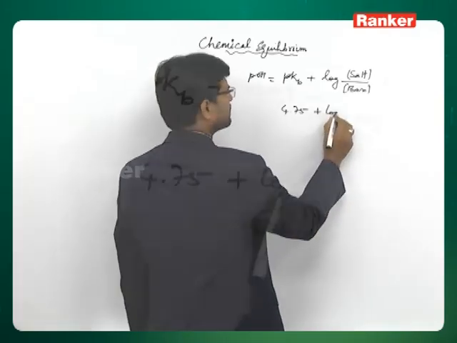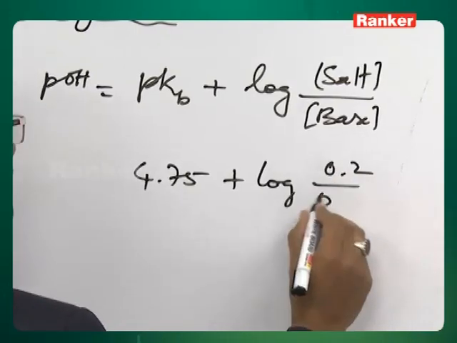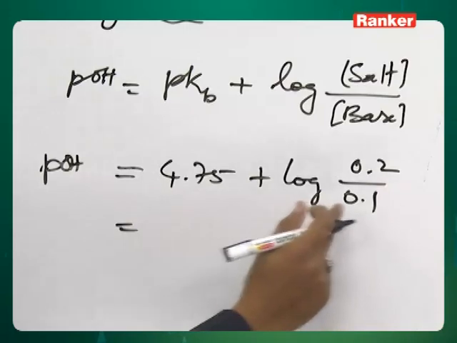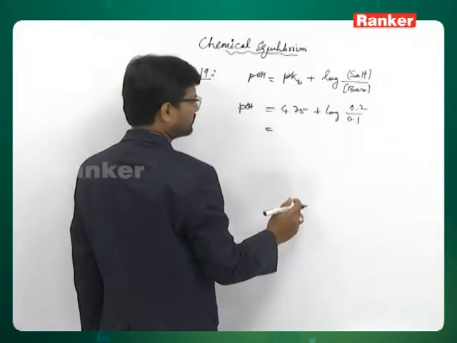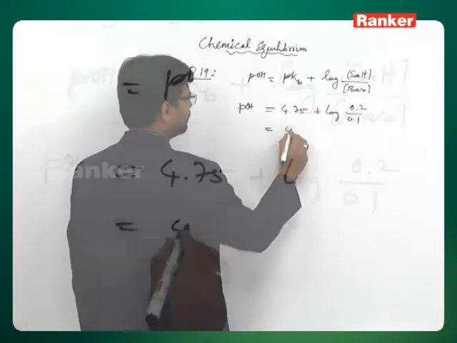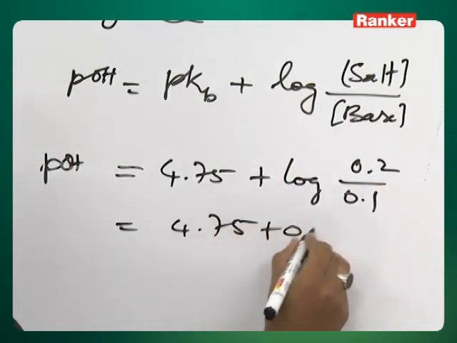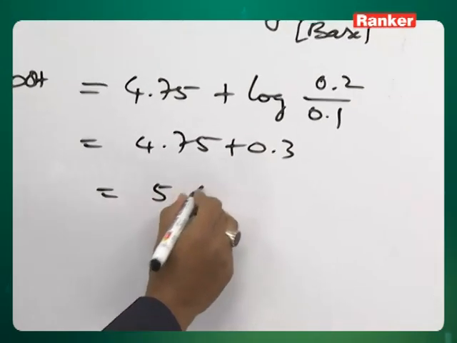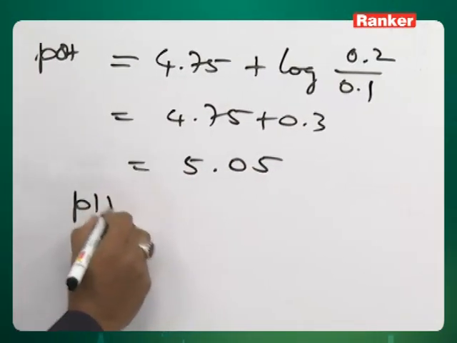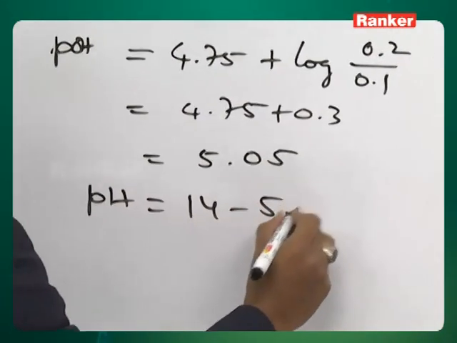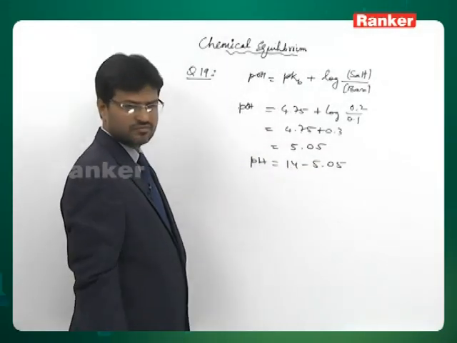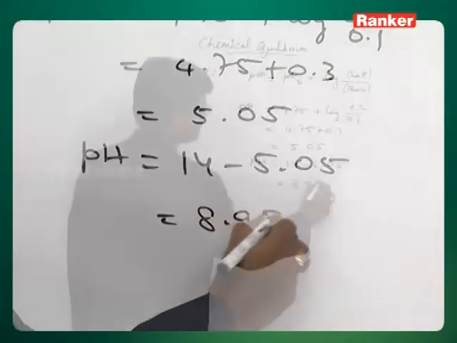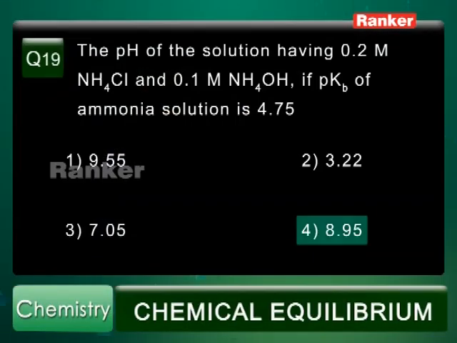So, log 0.2 by 0.1, this is equal to pOH. So, it will give, this is log 2, which is 0.3. So, 4.75 plus 0.3 is equal to 5.05. So, pH equals 14 minus 5.05, that comes to 8.95. Correct answer is fourth option, 8.95.